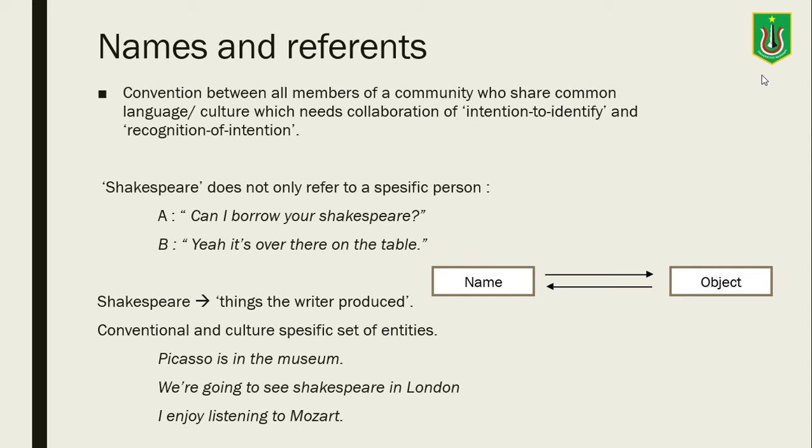Conventional and culture-specific set of entities. Like the other example here, Picasso is in the museum. Picasso refers to the art that Picasso made. We're going to see Shakespeare in London. In London, I enjoy listening to Mozart.